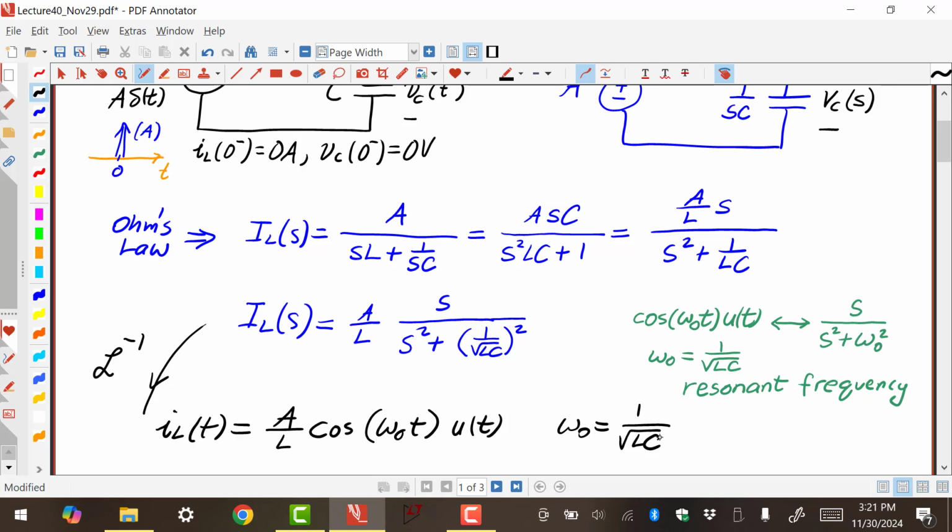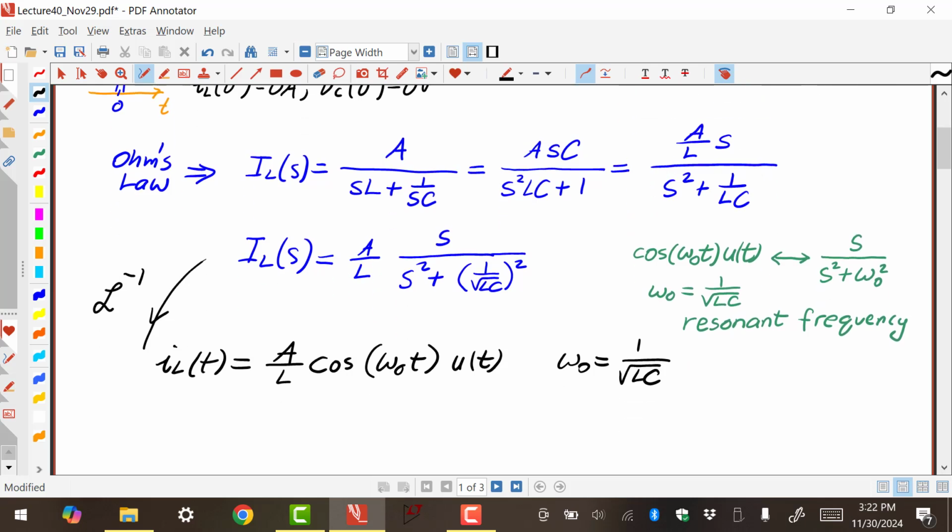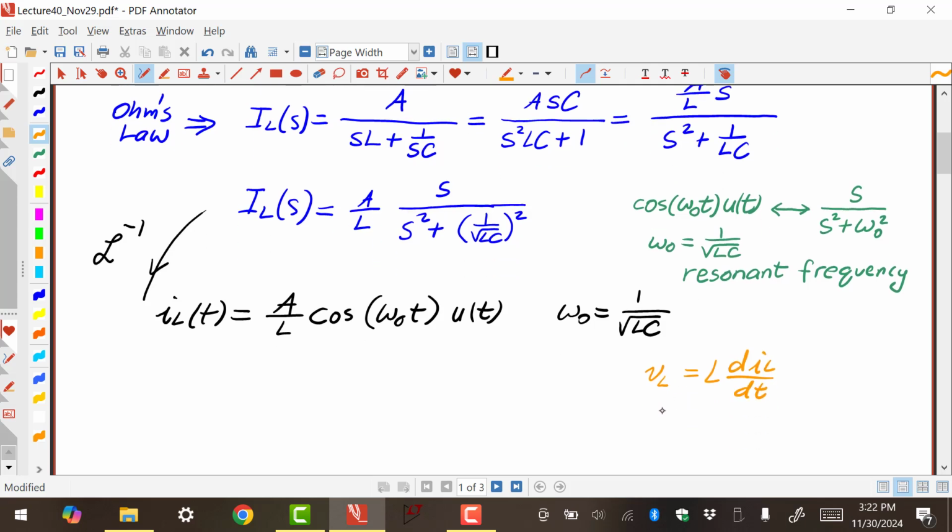Now, we've seen before that A over L has the units of amps, actually. So I won't go over that again, but if you want to go back to the videos and take a look, what you will see is we basically said that as far as units are concerned, V_L is L di_L/dt, and so the units that we have for something like this are volts, henries, and then amps divided by seconds.